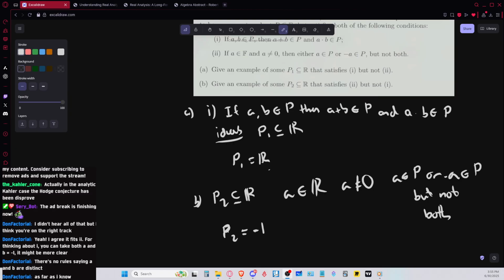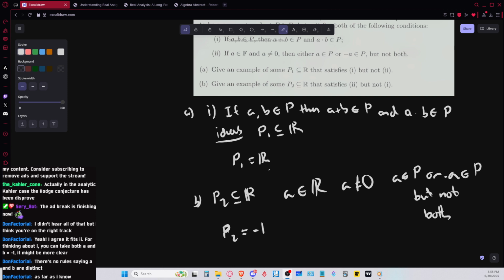There's no rule saying that A and B are distinct, right? As far as I know. Yeah, there isn't. So they could be the same number for all we know. But either way, it won't give us -1 back. Except if they're both -1, then we would have -1 times 1, which gives us -1. That's the only way it would, because it has to be both addition and multiplication. So I think it works, because it has to fulfill both addition and multiplication.